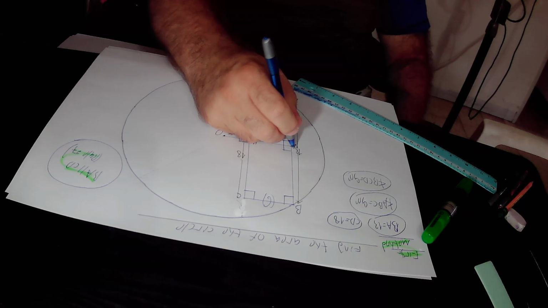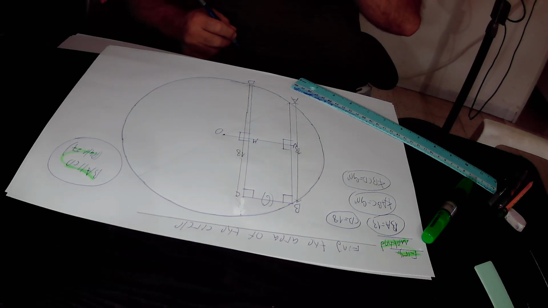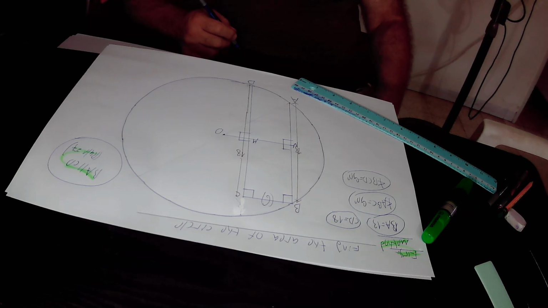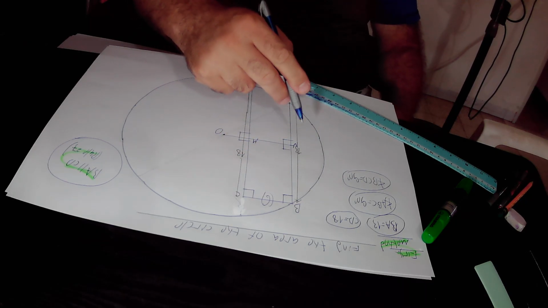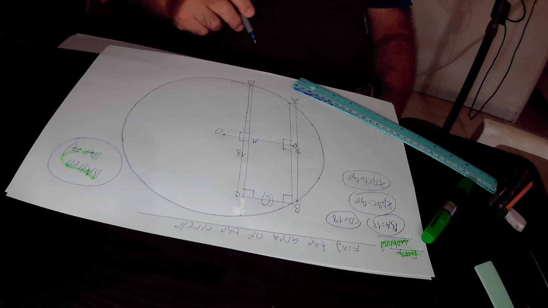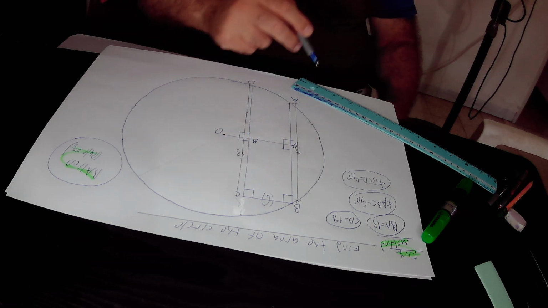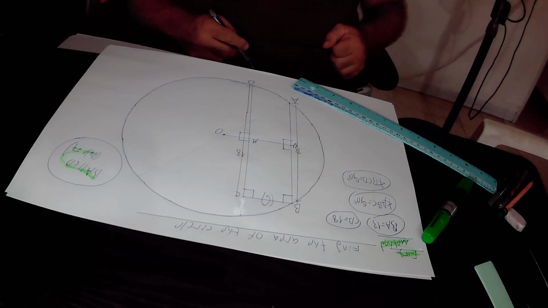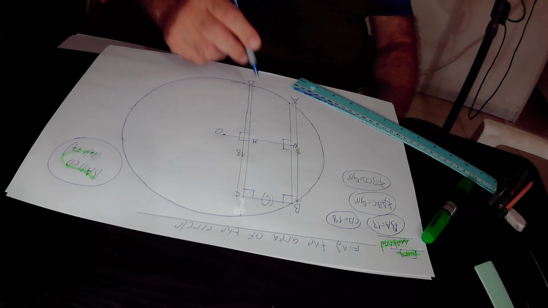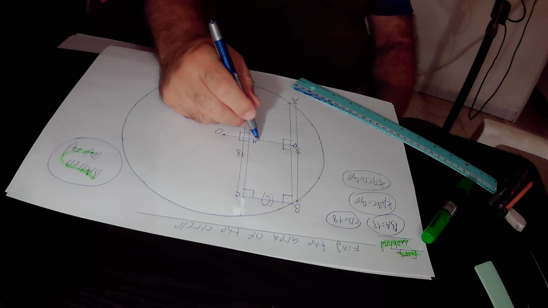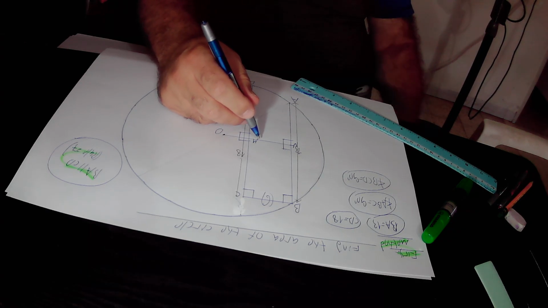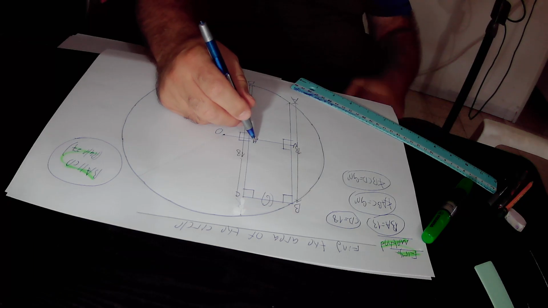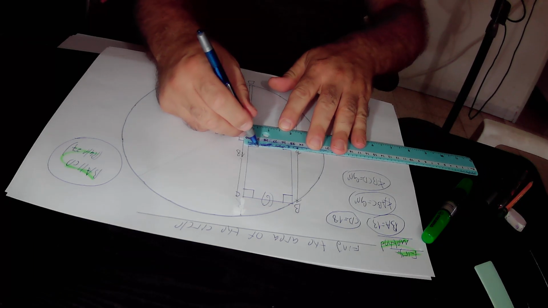By doing this construction, we get quadrilateral CBNM. Inside this quadrilateral, we have 1, 2, 3 right angles. The sum of 3 right angles is 270 degrees. 270 degrees plus the size of this fourth angle, in total, must be equal to 360 degrees, according to the rule that the sum of the angles in any quadrilateral is equal to 360 degrees. And therefore, this fourth angle must be equal to 90 degrees in its size.